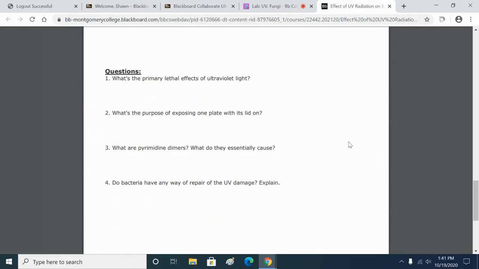Well, number 4, we talked about how to repair UV damage, right? So how do cells repair UV damage?